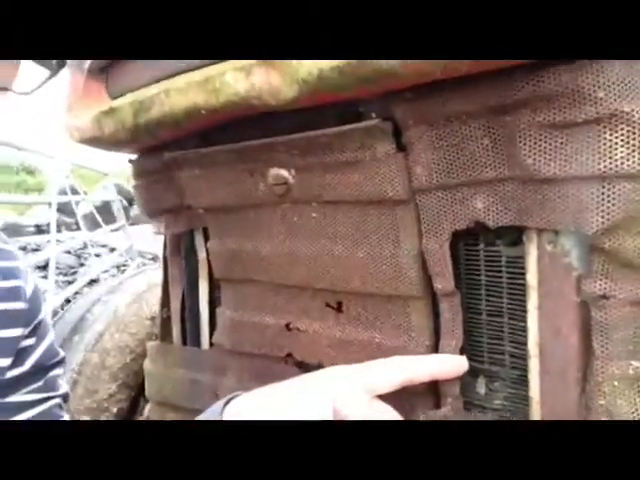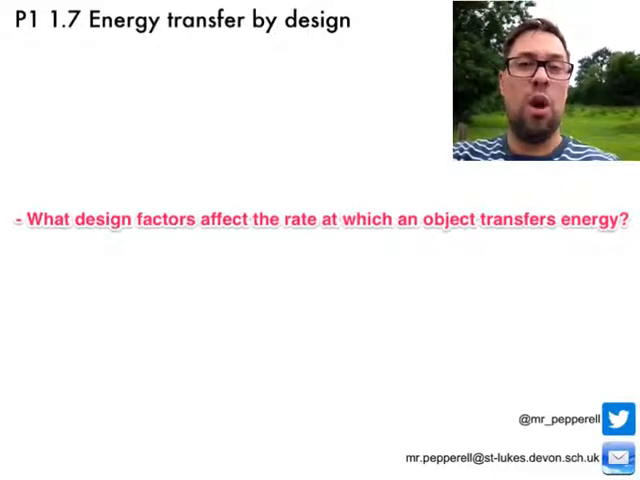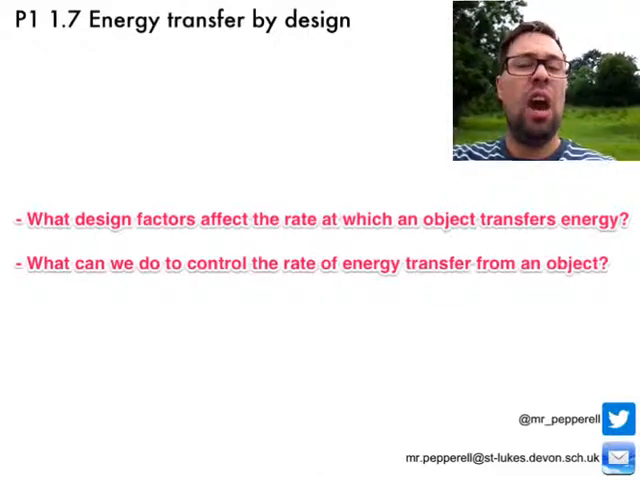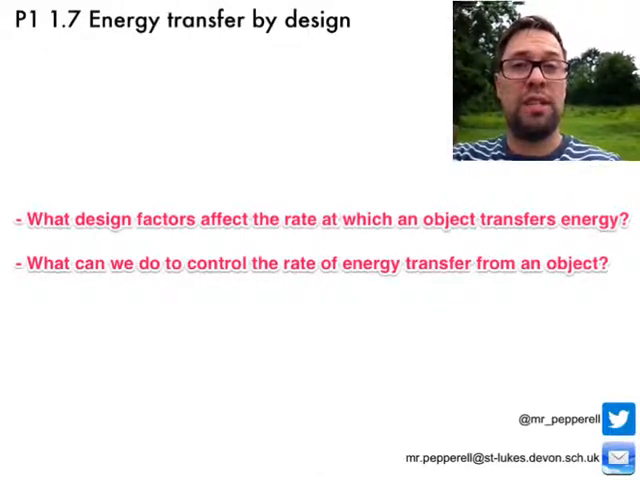Today I'm hanging around this farm thinking about heat transfer, and I'm wondering how is it that the radiator of this tractor keeps it cool, but my cup keeps my coffee hot? By the end of this video you should be able to say what design factors affect the rate at which an object transfers energy, and what we can do to control the rate of energy transfer from an object.